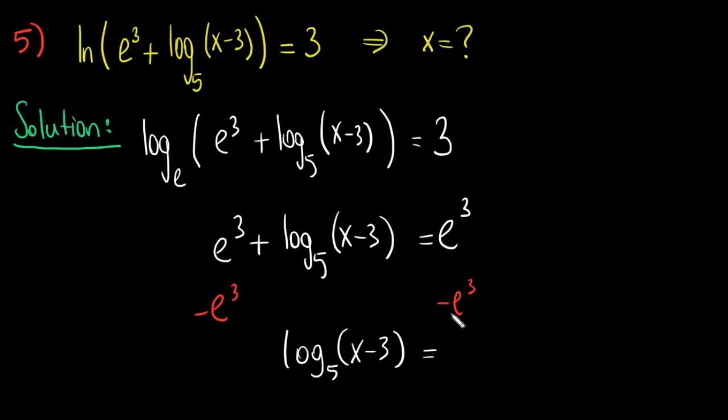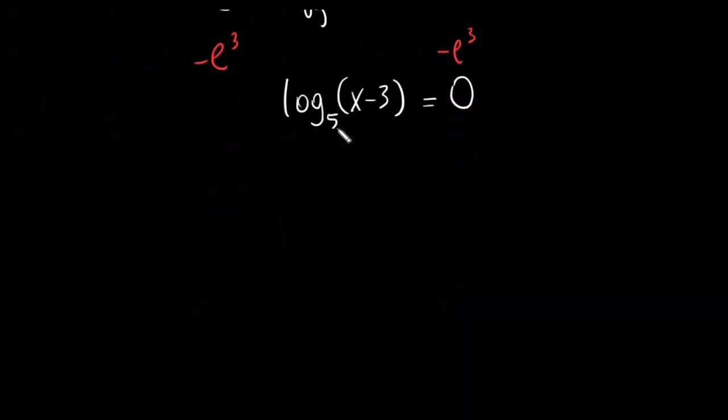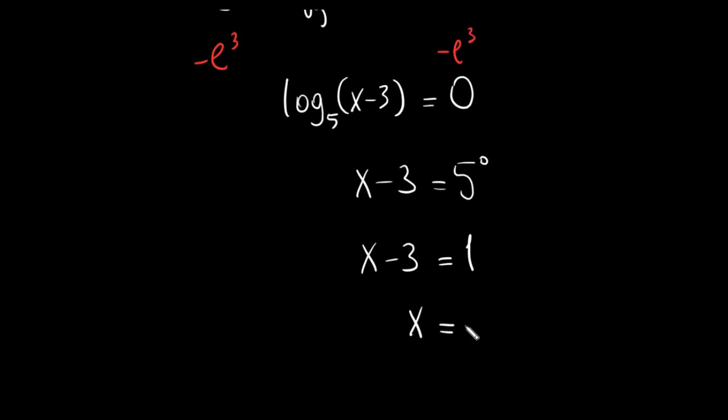And on the right, I'm going to be left with 0. e cubed minus e cubed is going to be 0. So now, 5 to the power of 0 is x minus 3. 5 to the power of 0 is equal to 1, because any number to the power of 0 is 1. So x minus 3 is equal to 1. Then I can add 3 to both sides, and I can find that x is equal to 4.